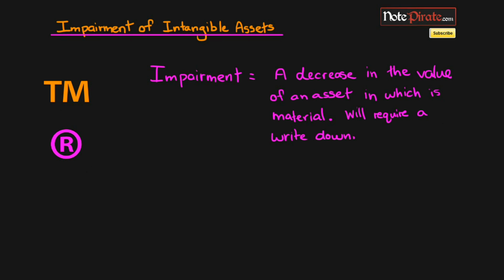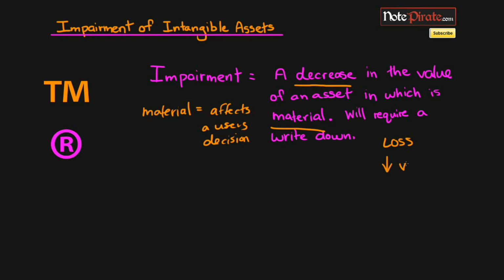impairment actually is. Impairment is a decrease in the value of an asset, which is a material amount. So it's a material decrease in the value of an asset, and if you forget, a material amount is one that affects a user's decision. So it has to be significant enough to actually warrant a write-down. And a write-down is just reporting a loss, or an impairment loss, and then adjusting the value of the asset downwards to its fair value.